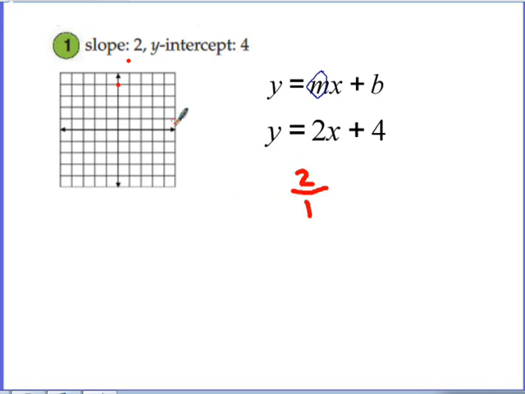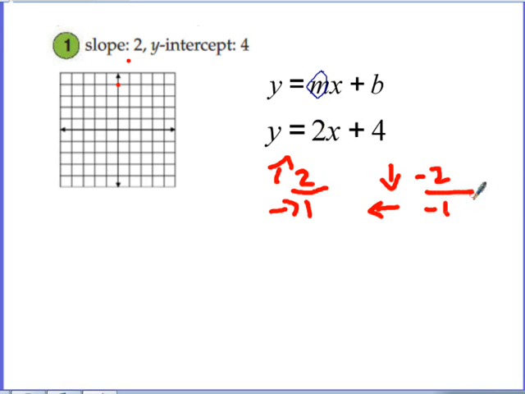Alright, now remember we said this is a positive 2, so that means I go up, okay, and a positive 1 means I go right. If that goes too far off the graph, we can also reverse the direction of both of these. So if I went down 2 and left 1, that would be the same thing, because think about it, down would mean negative 2. Alright, and left would mean negative 1. Well, negative 2 divided by negative 1 is positive 2.